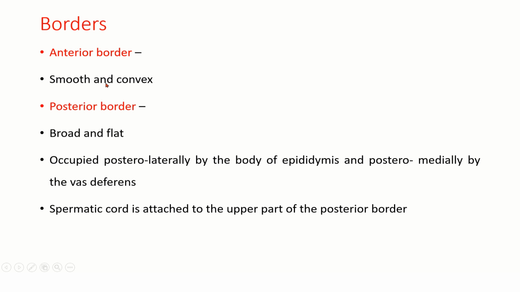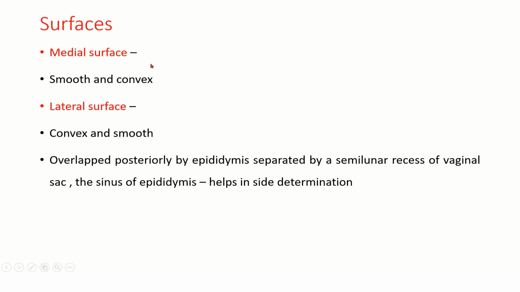Borders: the anterior border is smooth and convex. The posterior border is broad and flat, occupied posterolaterally by the body of the epididymis and posteromedially by the vas deferens. The spermatic cord is attached to the upper part of the posterior border. The medial surface is smooth and convex. The lateral surface is also smooth and convex. The lateral surface is overlapped posteriorly by the epididymis, separated by a semilunar recess of the vaginal sac, the sinus of epididymis. It helps in site determination.